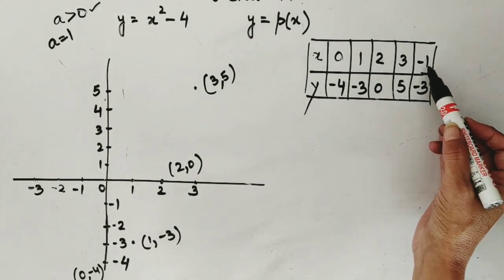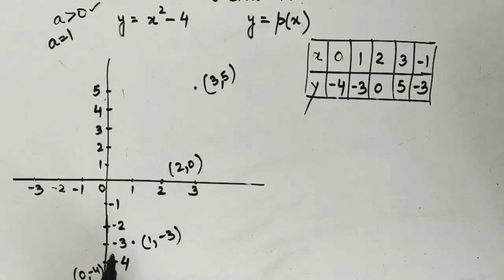Then we have x is minus 1. X is minus 1 is over here. Y is minus 3. This is the point. You see it is going in exactly which form? Symmetric form. X is minus 1, y is minus 3.